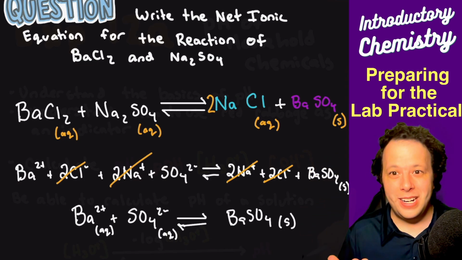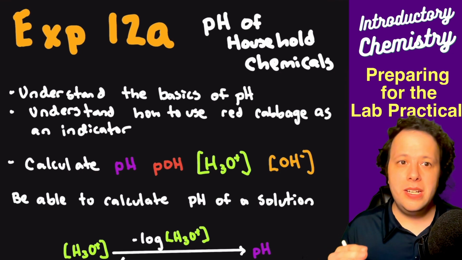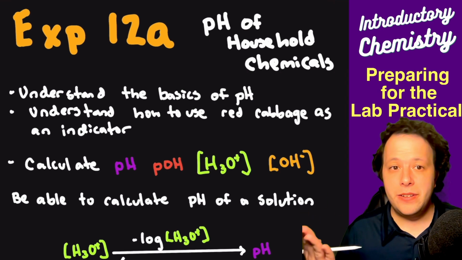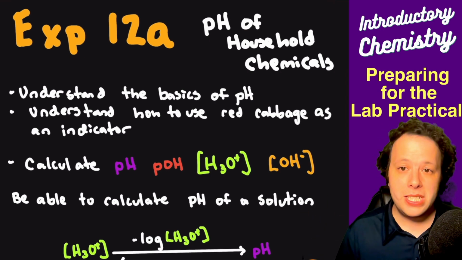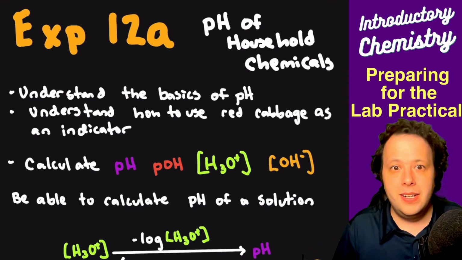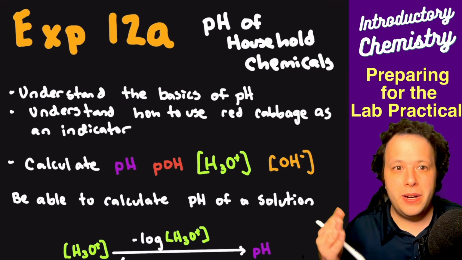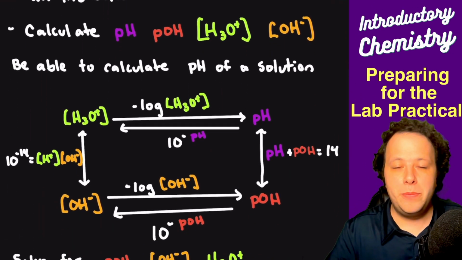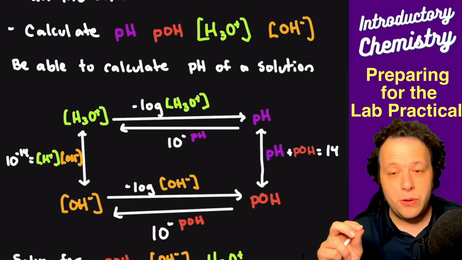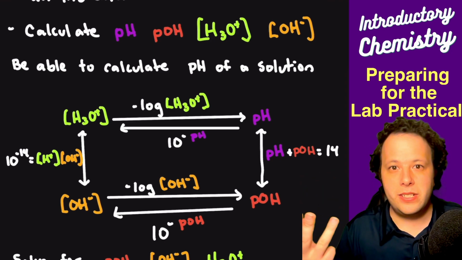So let's go to our next one. With experiment 12A, with the pH of household chemicals, the whole idea here is you need to be able to understand the basics of pH and how to do the different calculations behind them, and also understand how to use red cabbage as an indicator, or realistically any indicator. So can you calculate pH, pOH, H3O plus, OH minus? Can you calculate all these little pieces and use all these formulas?